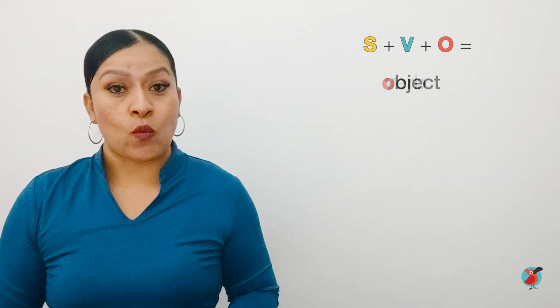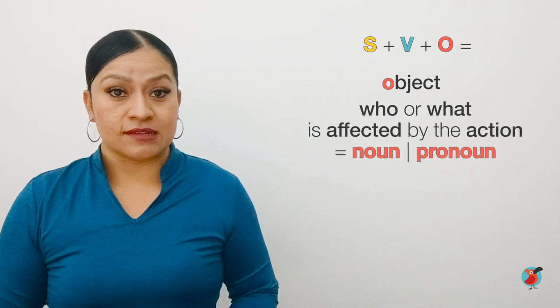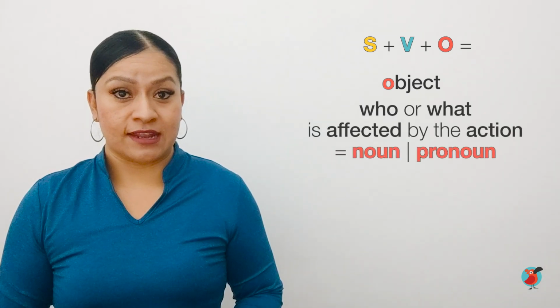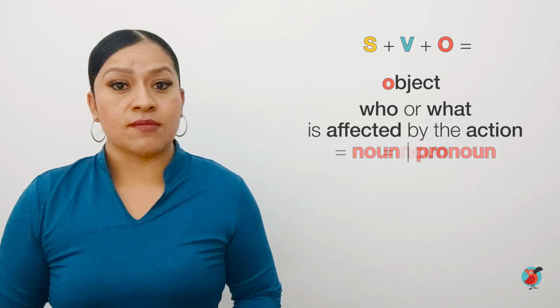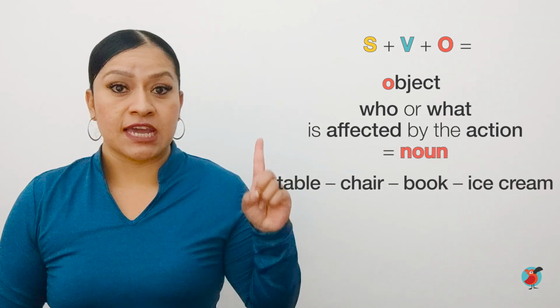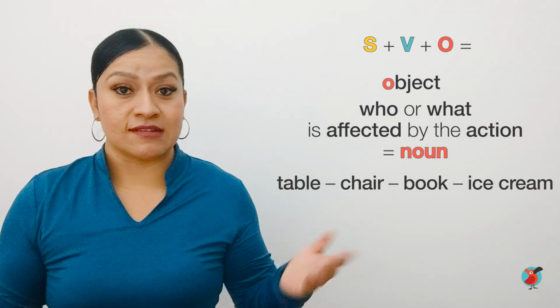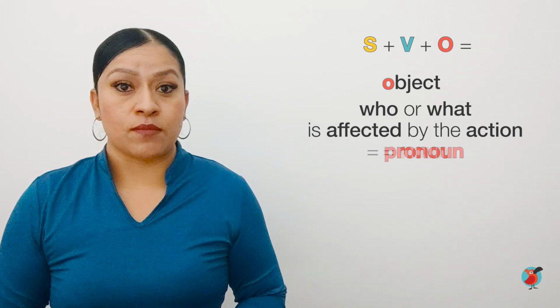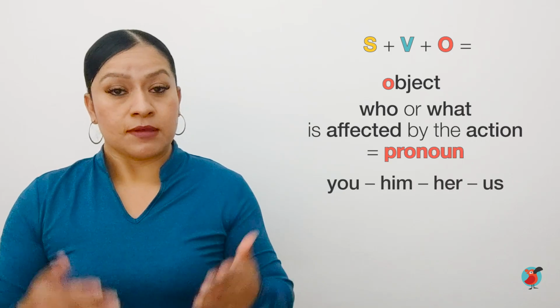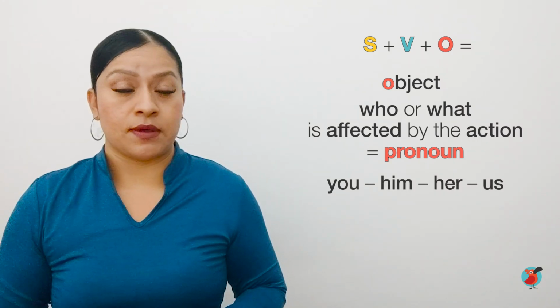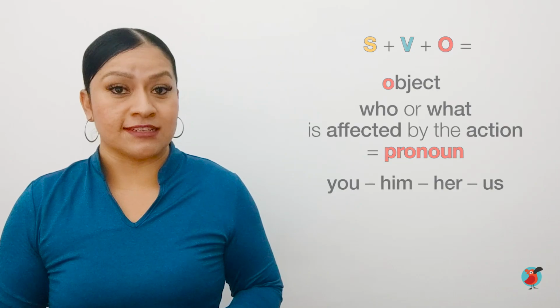And finally, what is an object? An object is who or what is affected by the action. And some examples are table, chair, book, and ice cream. And some examples of pronouns can be you, him, her, and us.